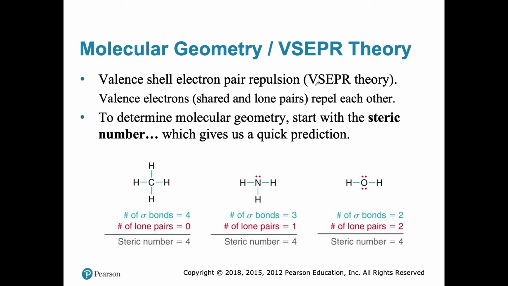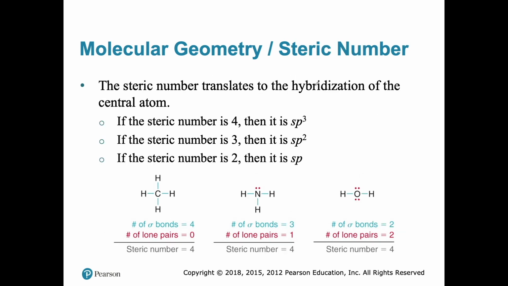So let me ask you this. What if you had a steric number of 3? What is your hybridization? Yes, exactly. And what if you had a steric number of 2? SP. See, you're getting this. This is good stuff. Okay, now this is what takes us, oh, we just skipped ahead.